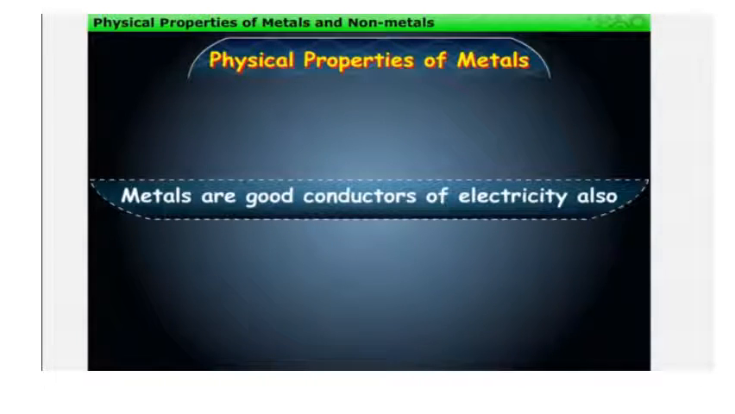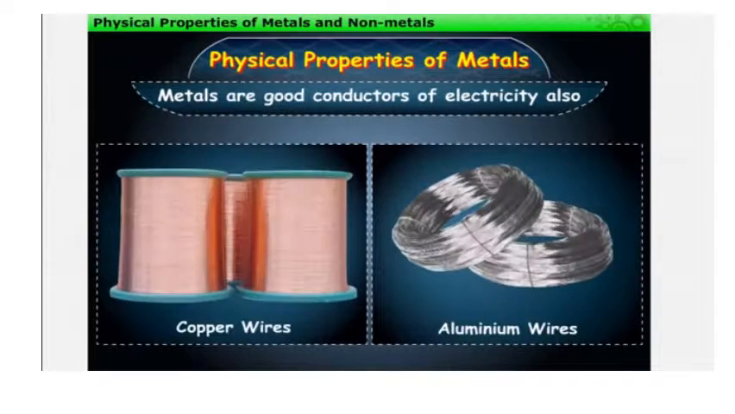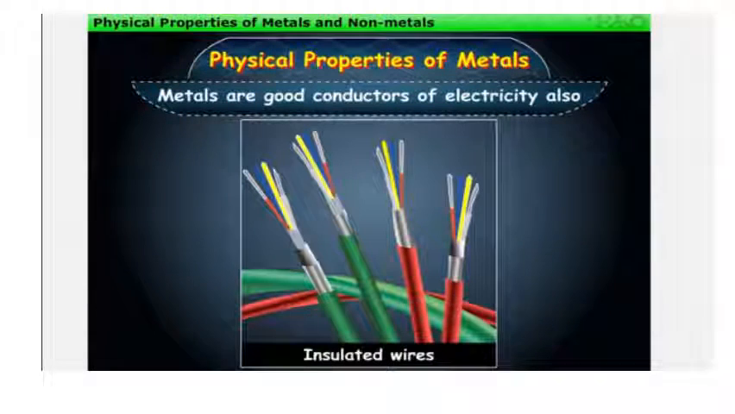Metals are good conductors of electricity also. This is the reason why electric wires are made of metals, like copper and aluminium. These wires are insulated with polyvinyl chloride, that is, PVC, or a rubber-like material, to avoid electric shocks.